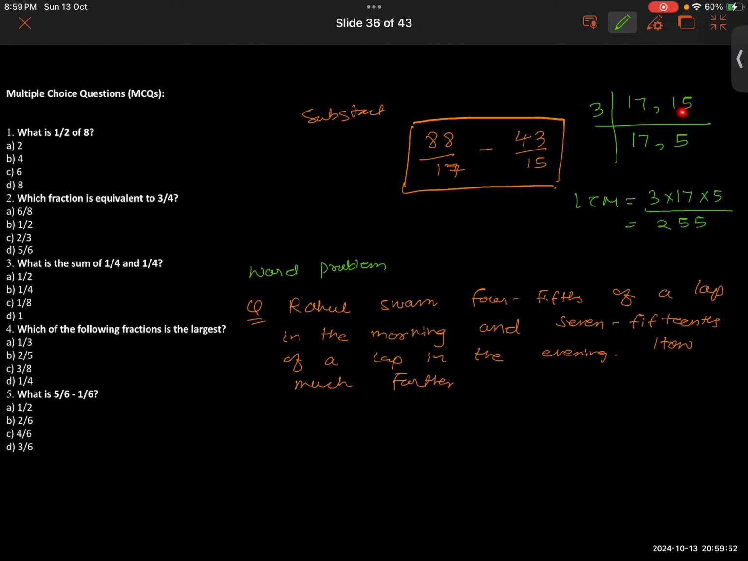Other than that, you have this composite number, 15. Okay, so we can break it. So it can be divided by 3. So we have divided it. So now after this, you are left with prime numbers. 17 is a prime number and 5 is also a prime number. Right, Habib? So there's no point in proceeding further. So we are going to simply find the product of these prime numbers, and that will be our LCM. Hope you understood this. Habib, you understood this step?